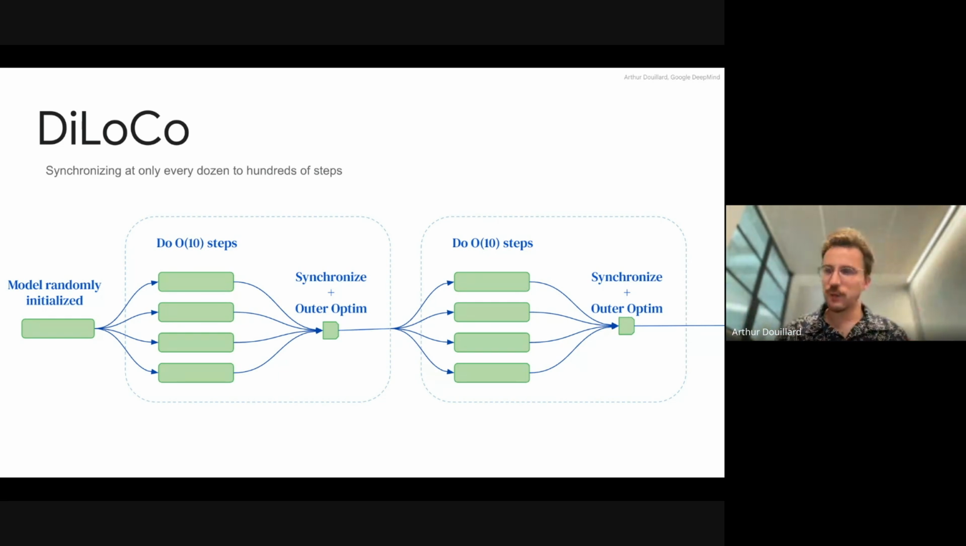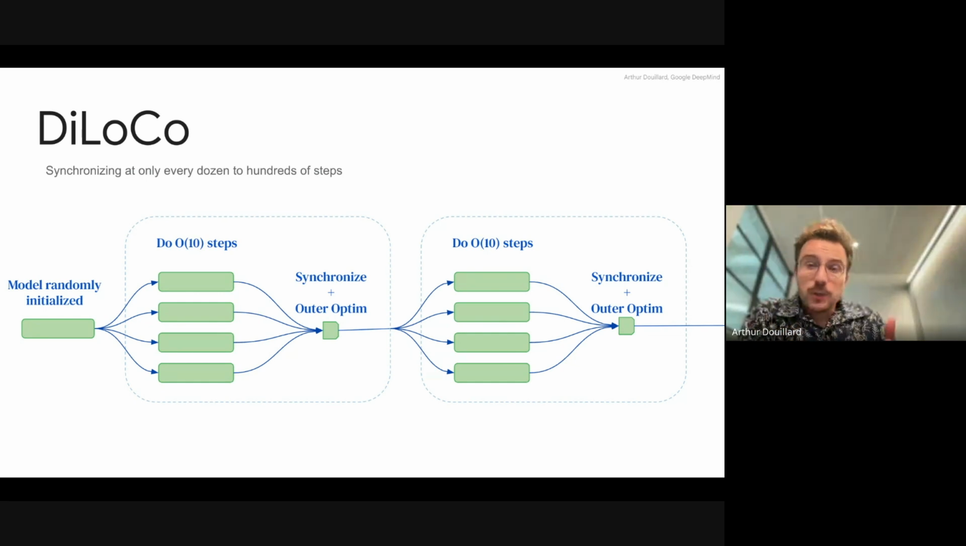And then, every, for example, 100 steps, you communicate all the parameters together to resynchronize them, and then you do another round of local training. So the idea of local training is that you do multiple forward and backward steps and optimizer applies without communicating.